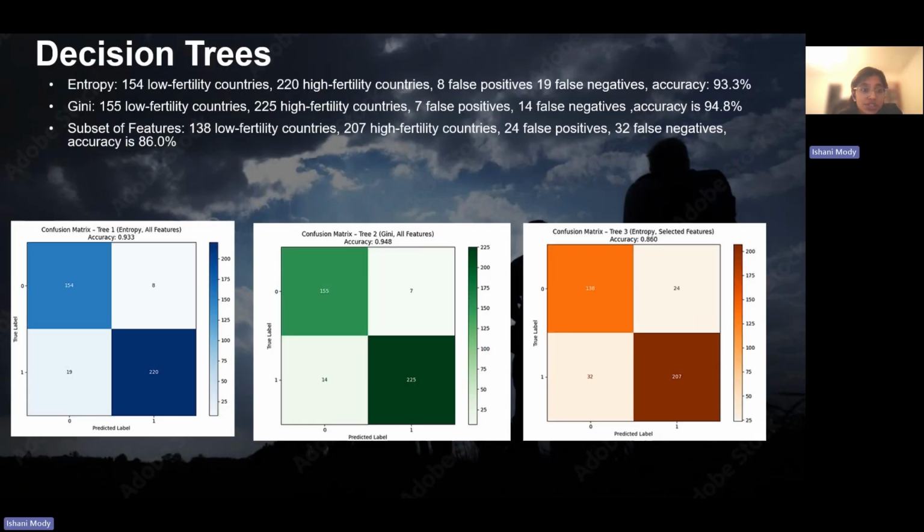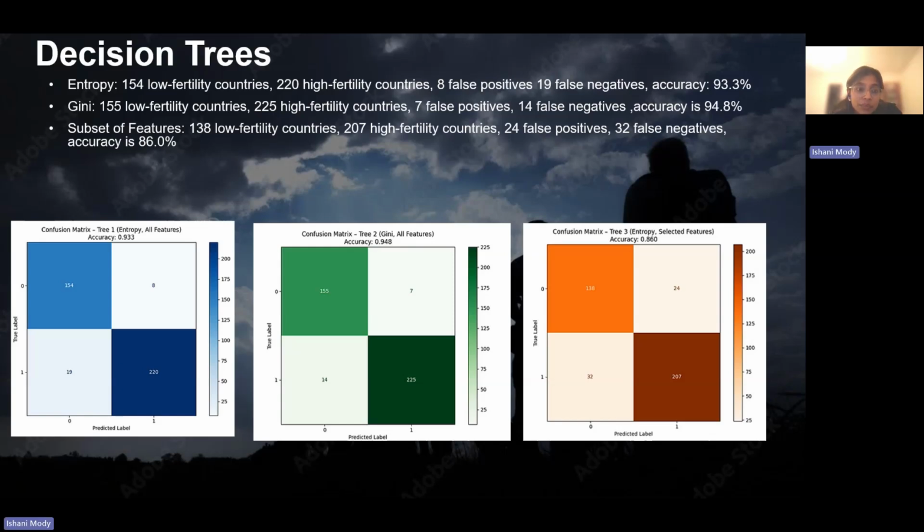The fourth one is decision trees. I performed three different types of decision trees. The first one being entropy. In entropy, you can notice that it predicted 154 low fertility countries and 20 high fertility countries correctly, and it gave 8 false positives and 19 false negatives, which took its accuracy to 93.3%.